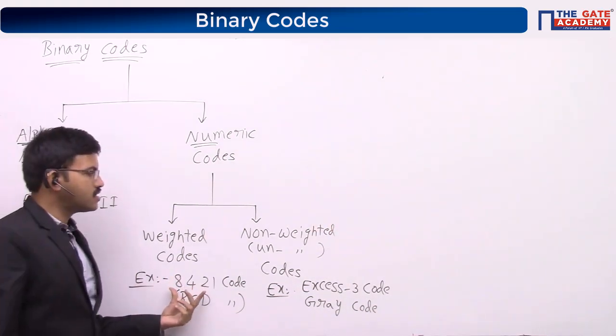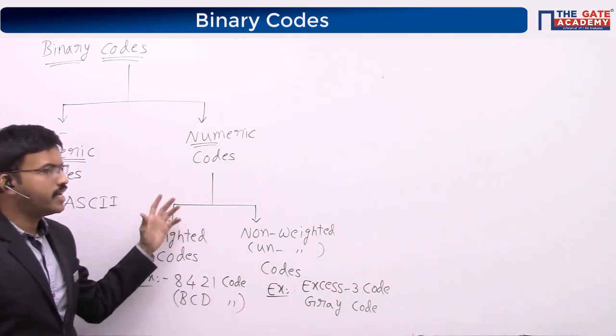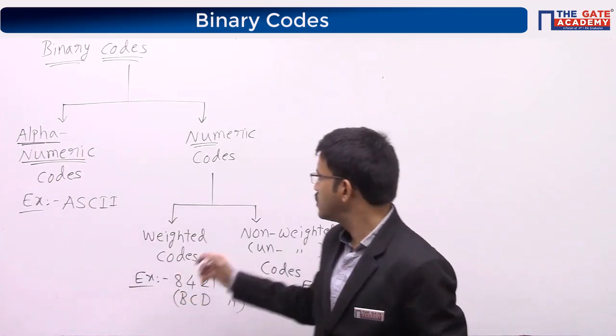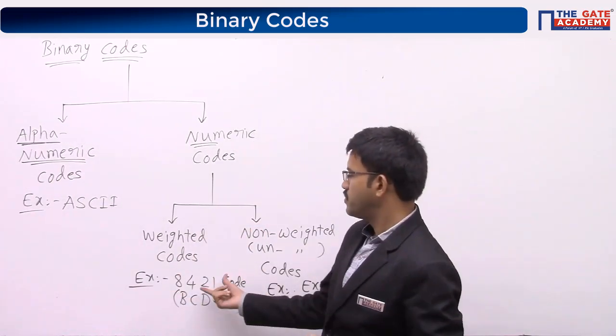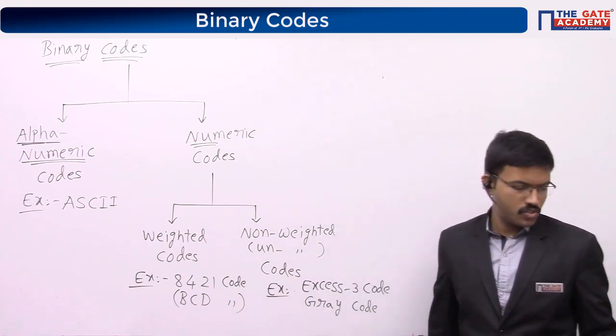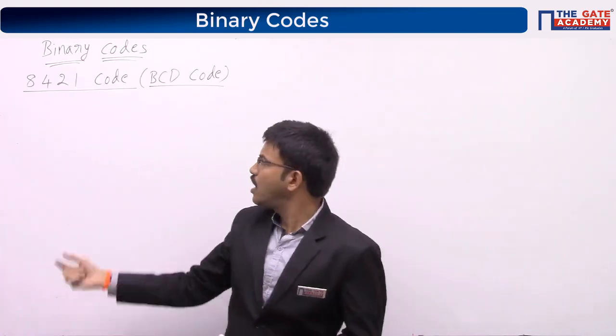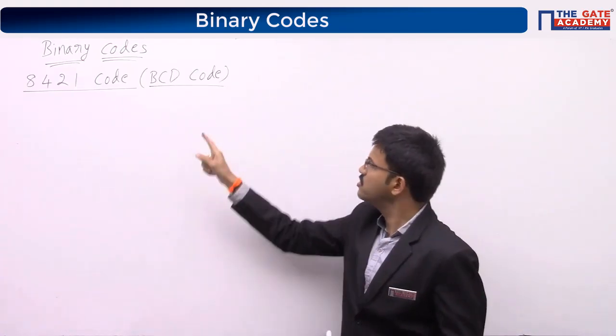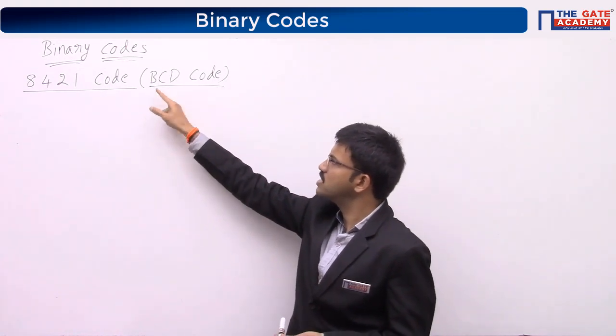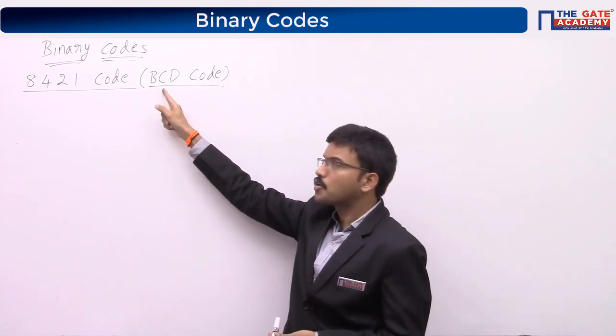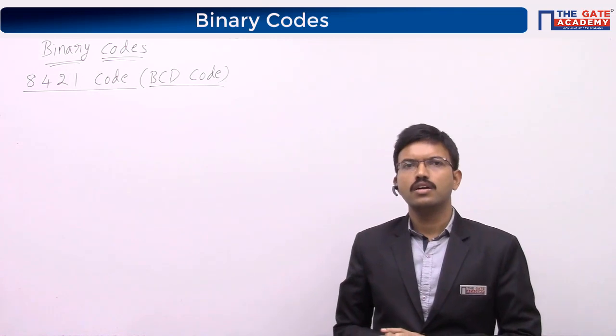Now let us discuss these three codes. As per the GATE exam point of view, we will focus on the numeric codes. First one, put the heading 8421 code, or BCD code. You can write down binary coded decimal. BCD means binary coded decimal.